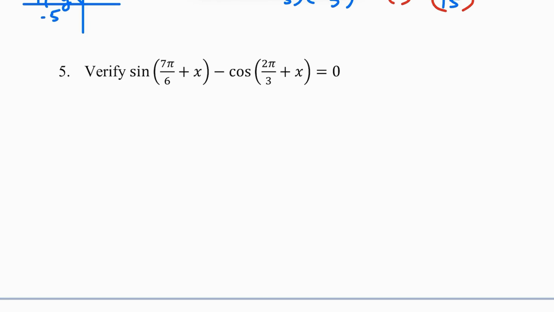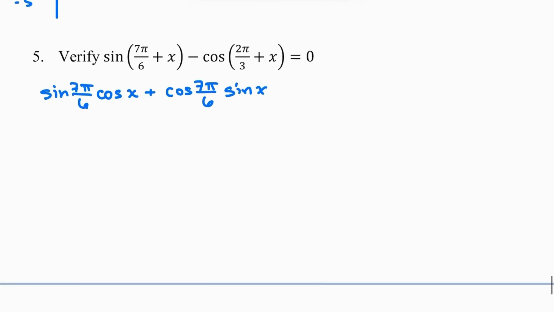Remember that with all of our identity practice, we're trying to manipulate one side to look like the other. It's not really easy to make 0 look like that left side. So how could I use what I learned today to verify that this equals 0? Well, if you notice, they're both adding two angles inside of each of the trig functions. So for sine, we're going to use SES: sine of the first angle times cosine of the second angle, the same sine, and then cosine of the first times sine of the second.